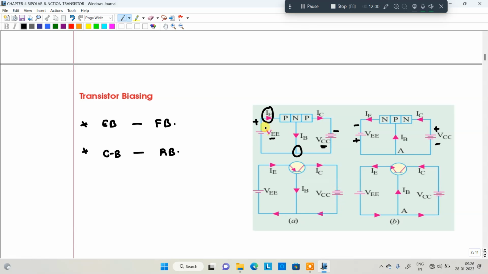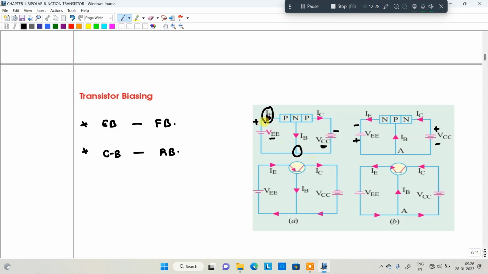Now the current directions. In the case of an NPN transistor, this is the current direction: the current flows towards the emitter, towards the base. The current IE is equal to IC plus IB. We'll discuss that later. Here also IE is equal to IC plus IB. The current is delivered from the emitter. We'll discuss the current directions later.